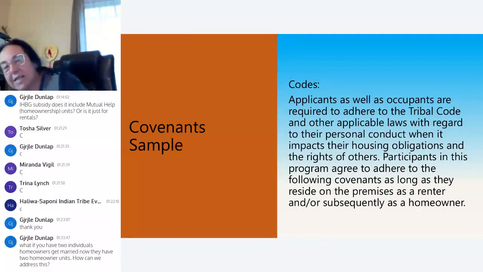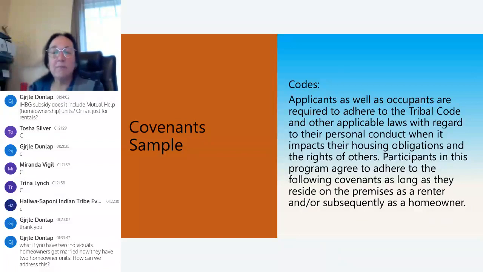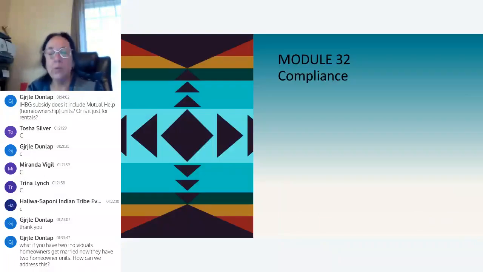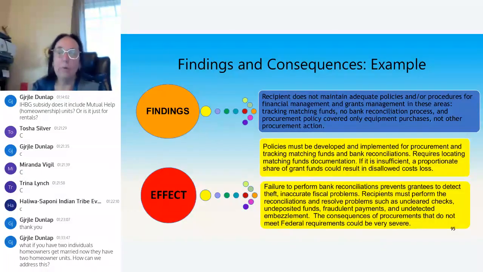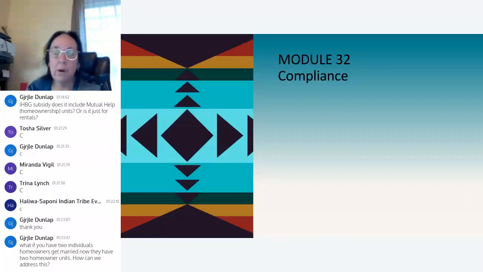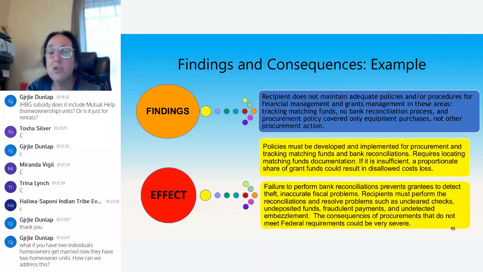A covenant sample. Applicants as well as occupants are required to adhere to the tribal code and all other applicable laws with regard to their personal conduct when it impacts their housing obligations and the rights of others. Participants in this program agree to adhere to the following covenants as long as they reside on the premises as a renter and/or subsequently as a homeowner. So you have to have consequences basically for your compliance issues.